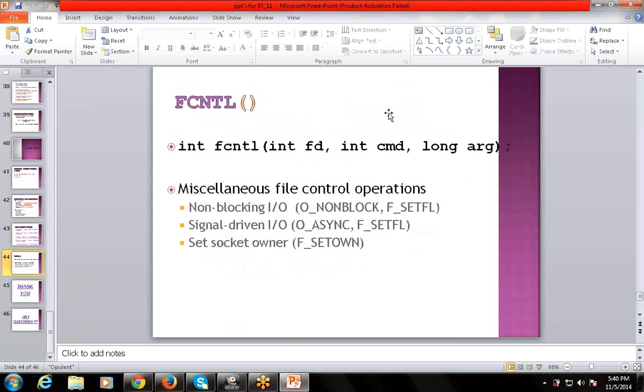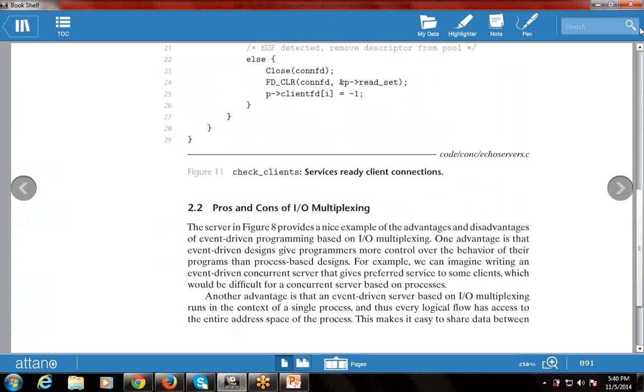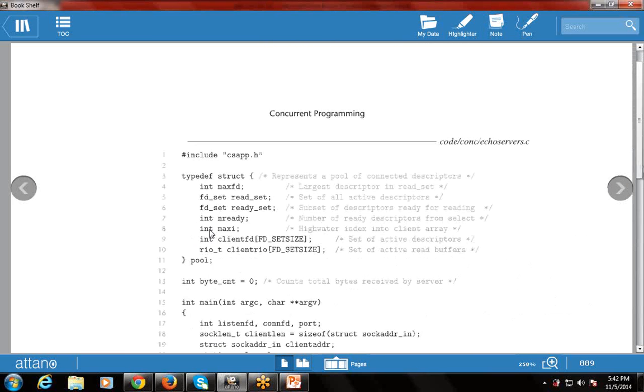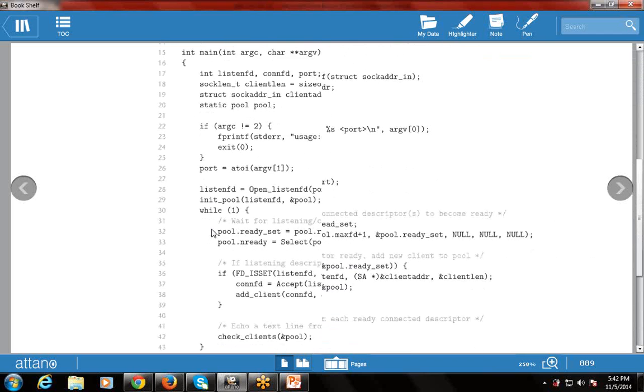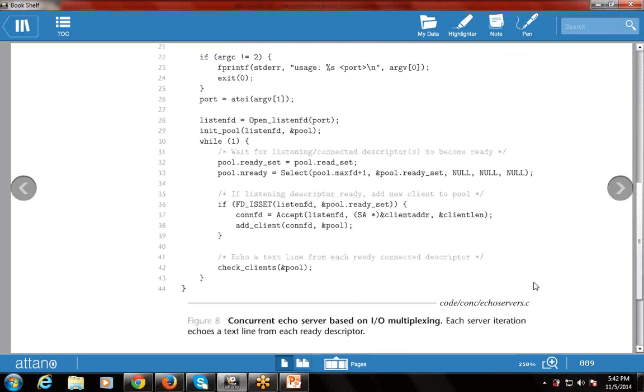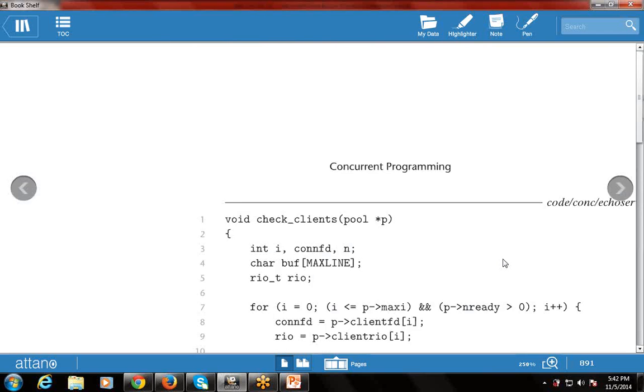Now let's see what the pros and cons of input-output multiplexing are, that is, the advantages and disadvantages of input-output multiplexing. This is the server in figure 8. Now, what is figure 8? This is figure 8, the echo server based on multiplexing.